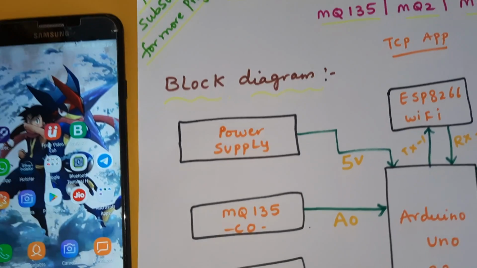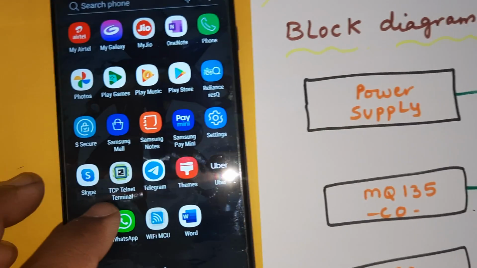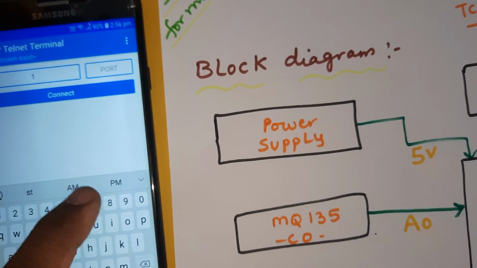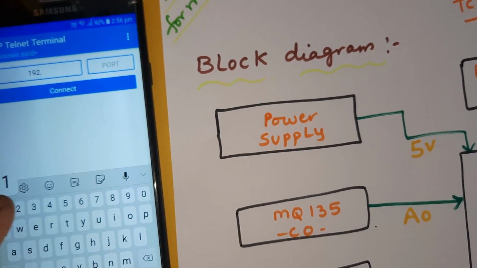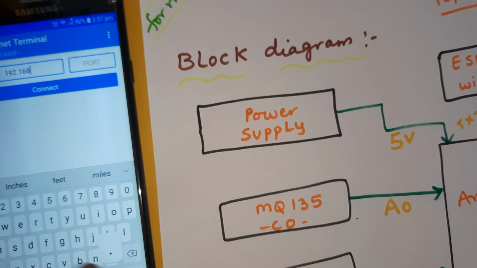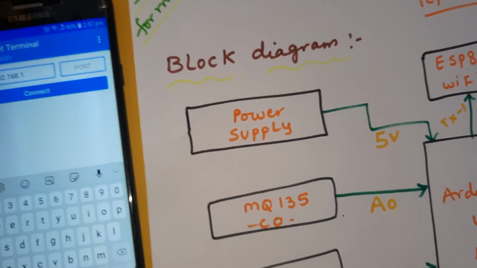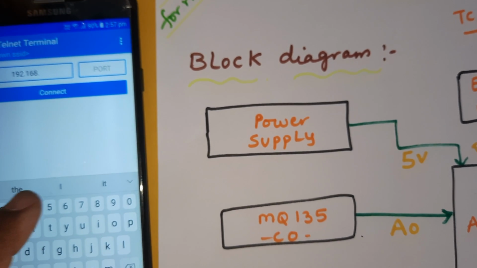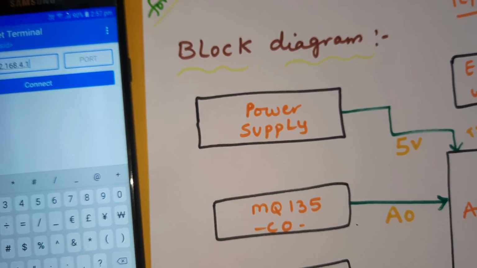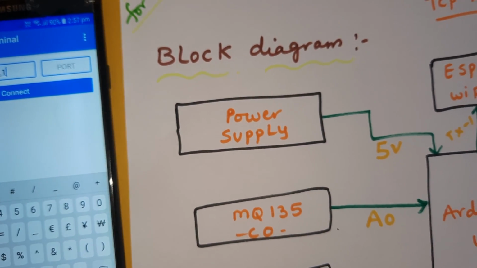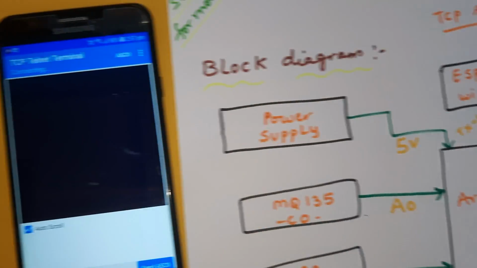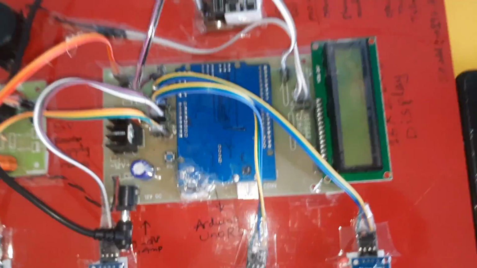Here we are using the TCP Telnet app. Open this and you can type the IP address 192.168.4.1, port 23. Okay, so this is the TCP Telnet connection. Now let us go to the hardware module.